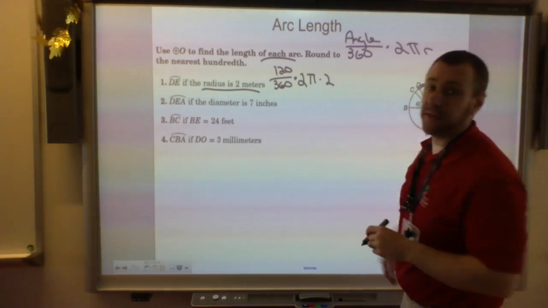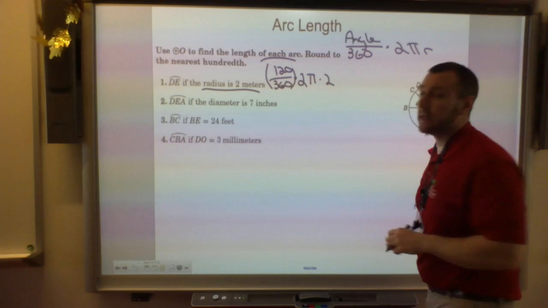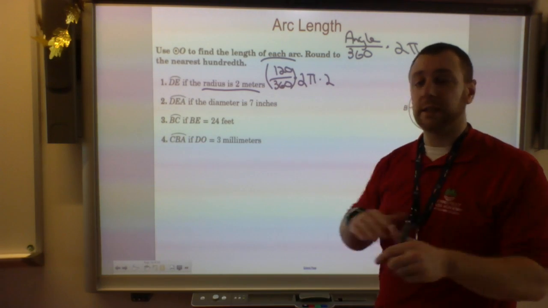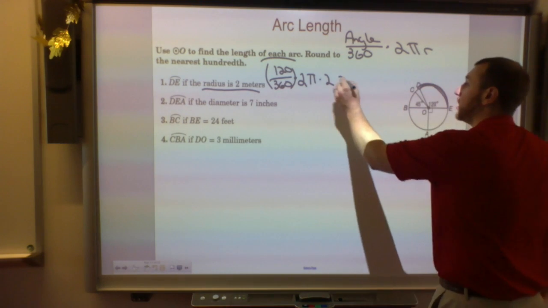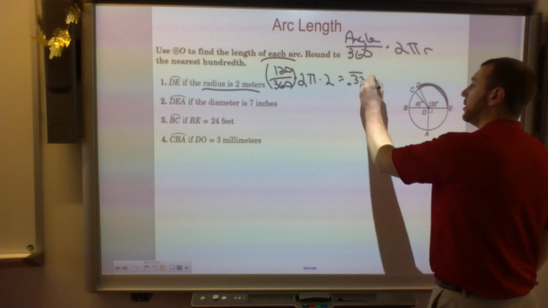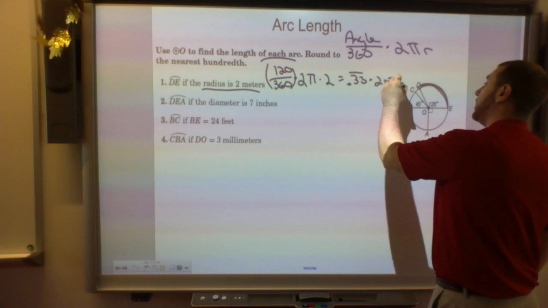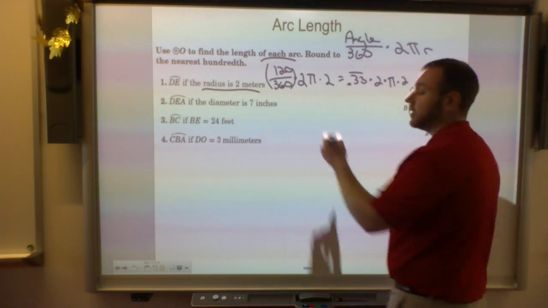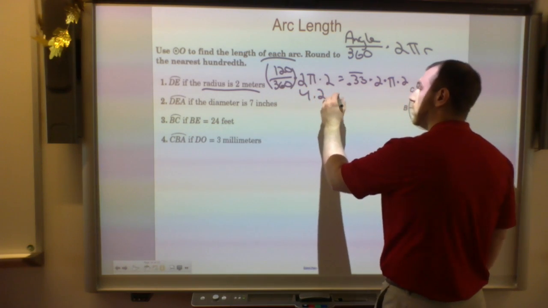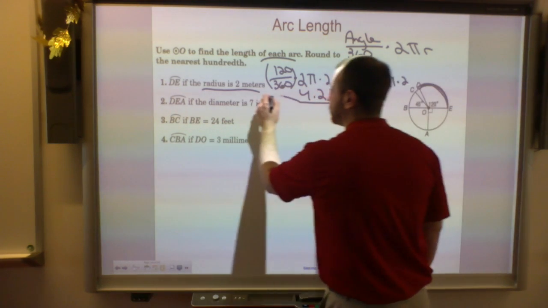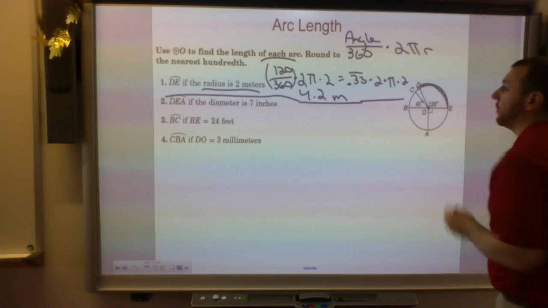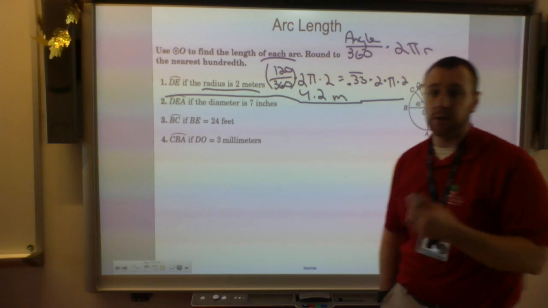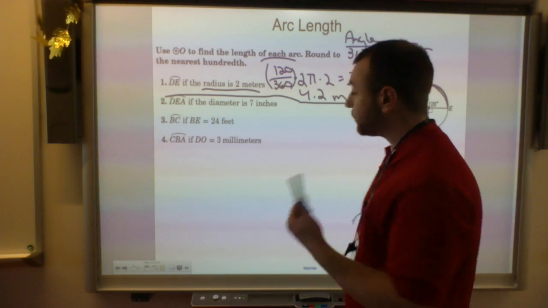If I do this division, again I'll put that in parentheses. If you're going to do that on a calculator in one step, you have to put it in parentheses. You're going to get 0.33 repeating times 2 times pi times 2. Grand total for this is 4.2 meters. When I multiply that out, that means that this purple section right here is 4.2 meters in length.